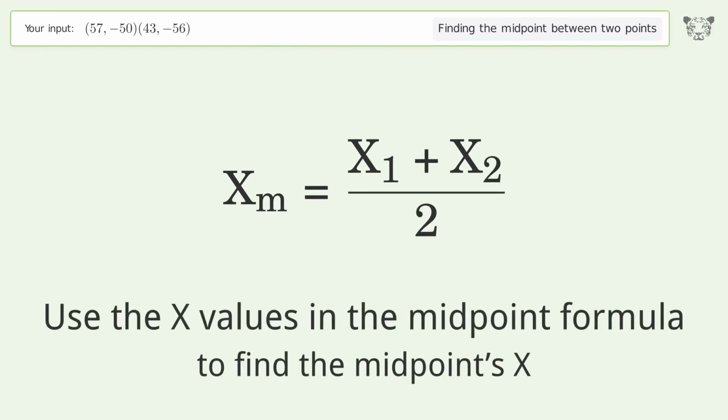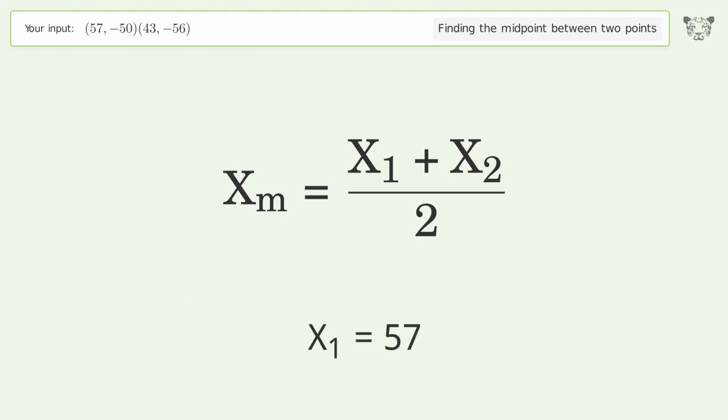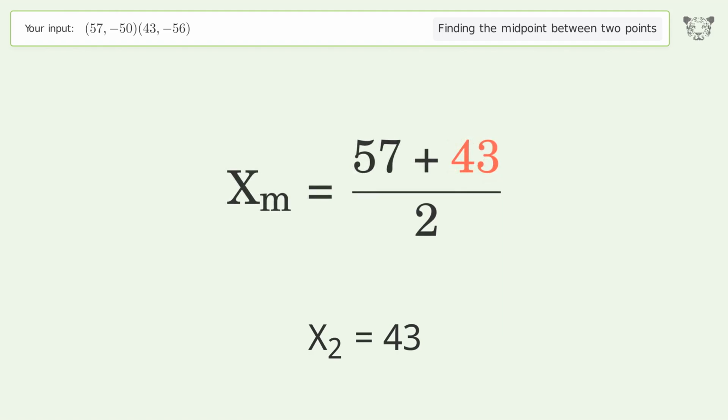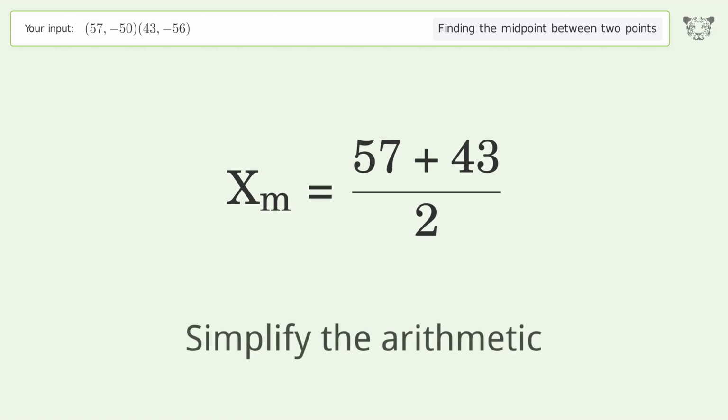Use the x values in the midpoint formula to find the midpoint's x. x1 equals 57. x2 equals 43. Simplify the arithmetic.